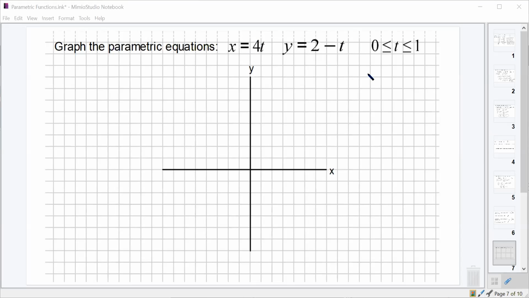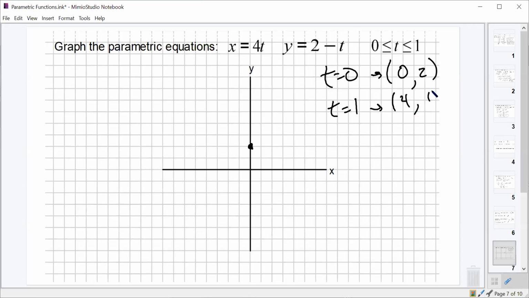So we'll plug in 0. So if we plug in 0, we'll say at t equals 0, we'll end up with the point 0, comma 2. And at t equals 1, we end up with the point 4, comma 1, right? So this is all it is. Oh, that's a terrible looking line. Hopefully that's what you ended up with.